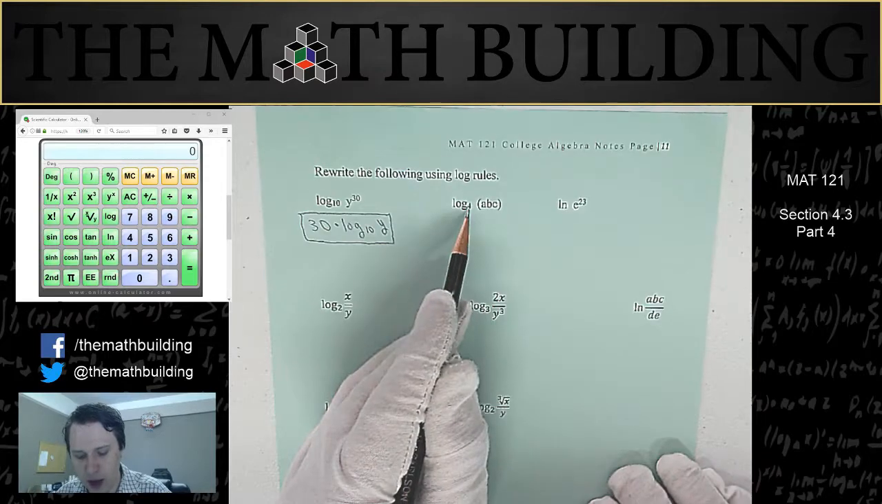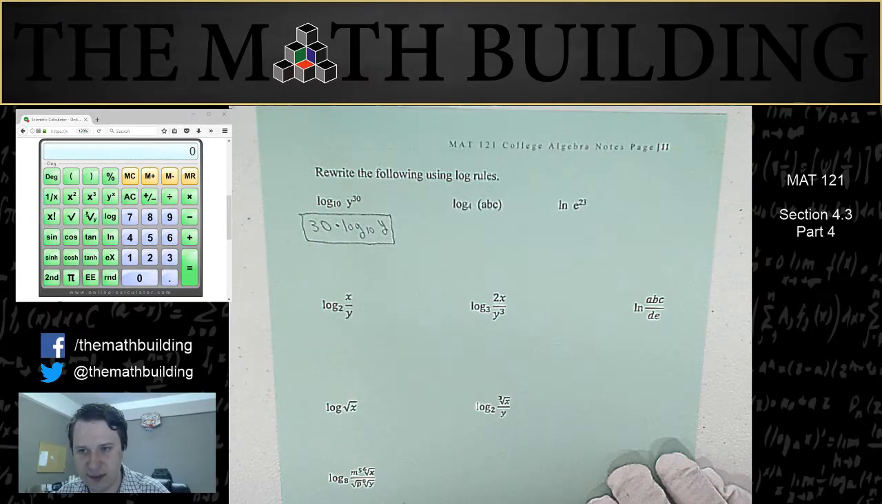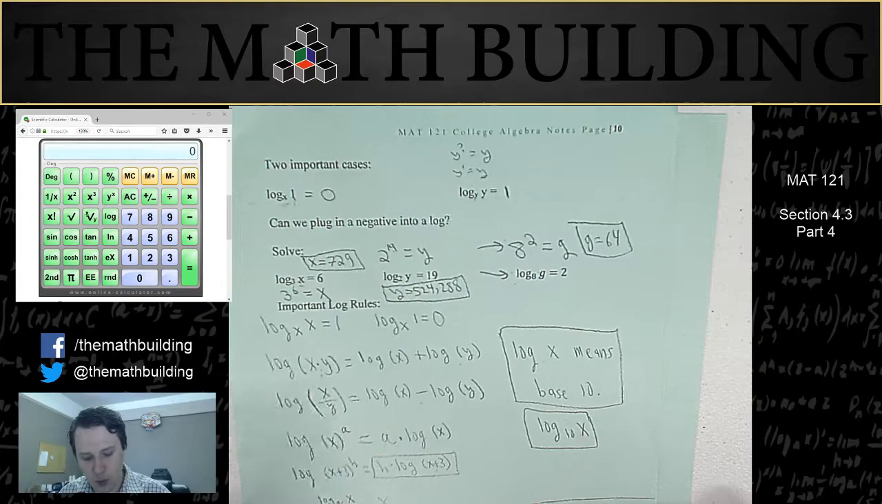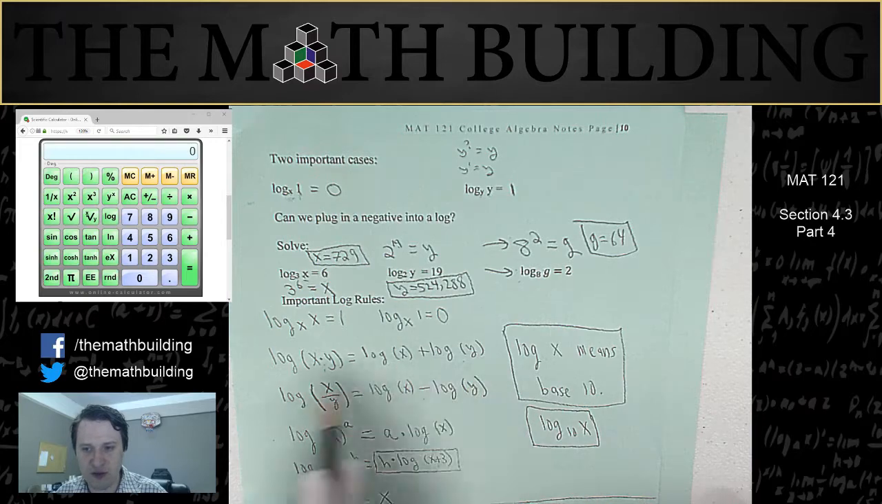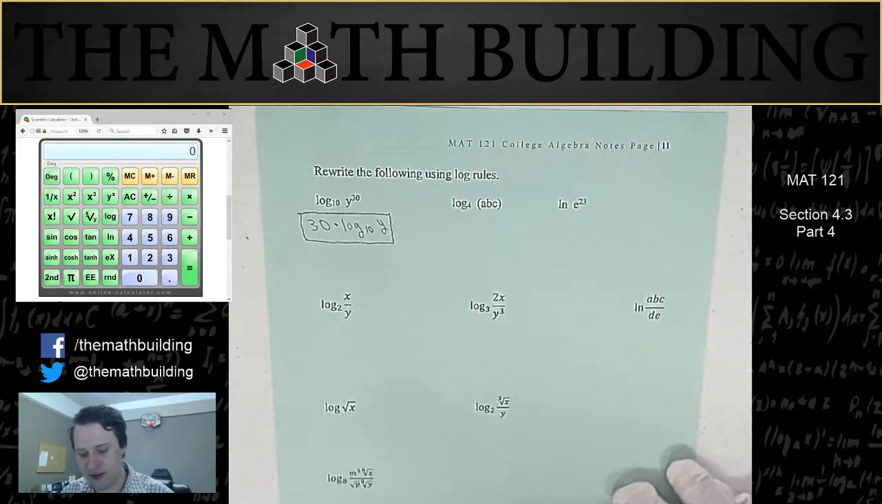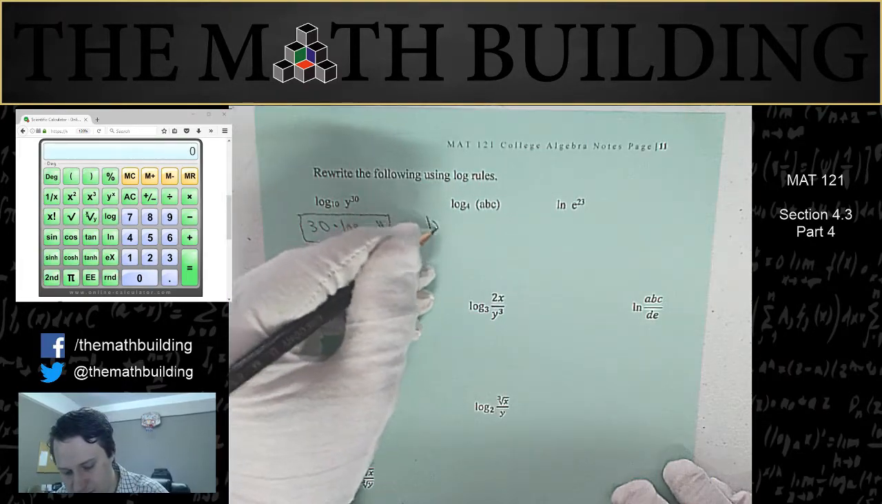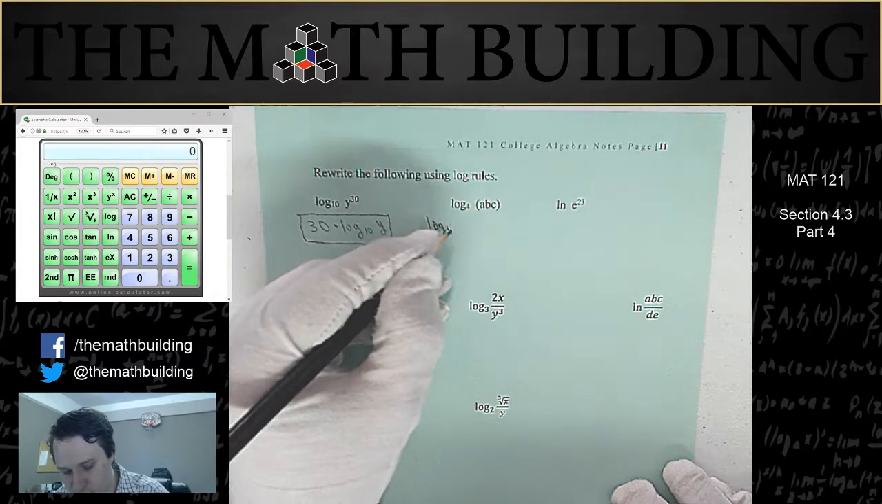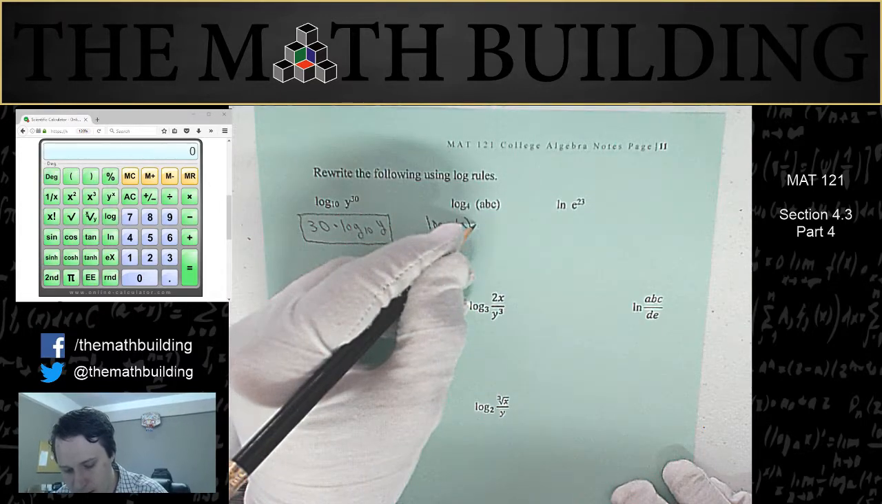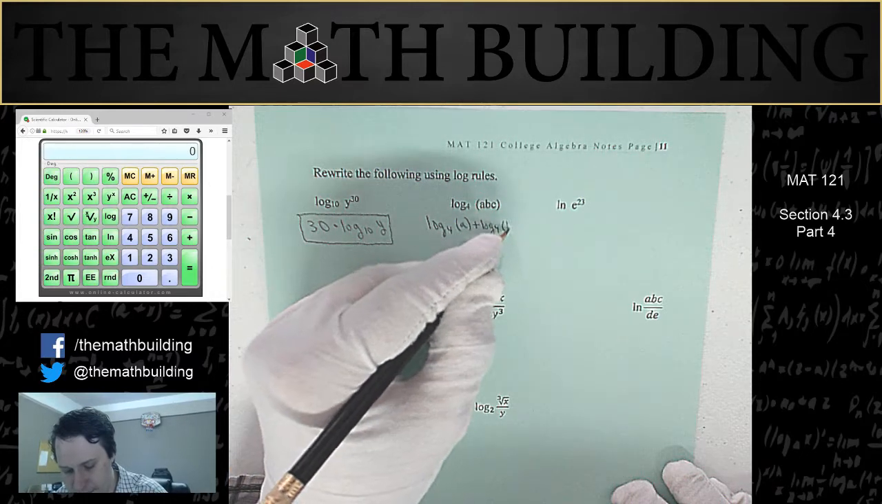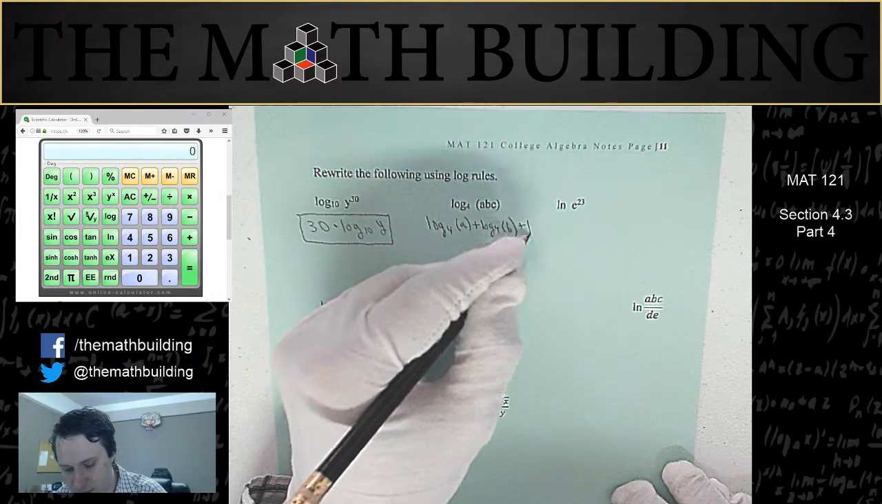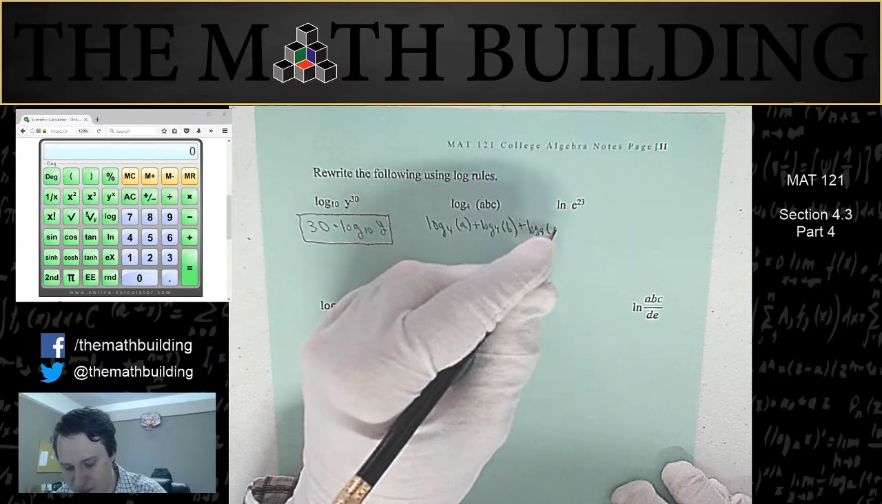How about this one? Log base 4 of a times b times c. Well, if we look back to our log rules, we know that log of x times y is equal to log of x plus log of y. So that's the rule we're going to use here. So here would be the answer. Log base 4 of a plus log base 4 of b plus log base 4 of c.